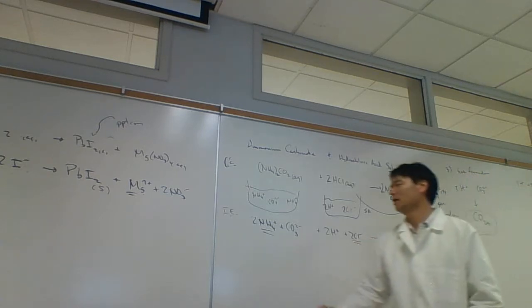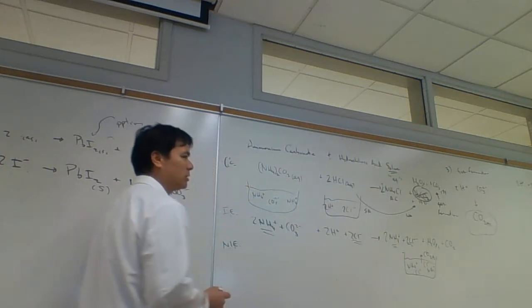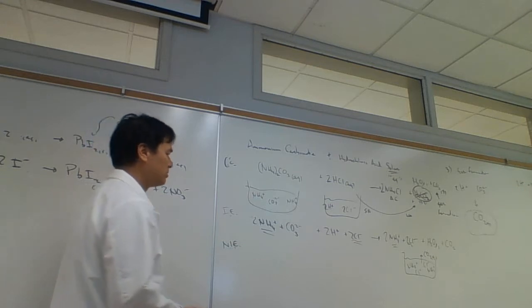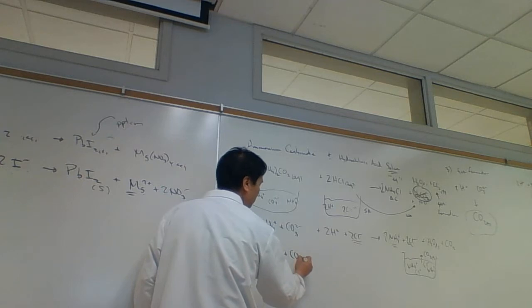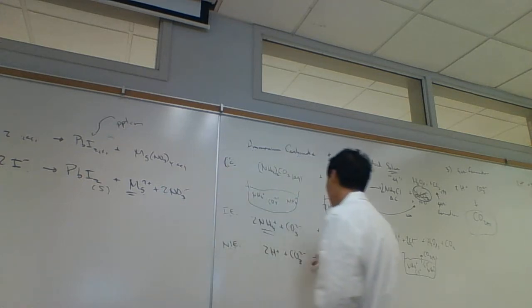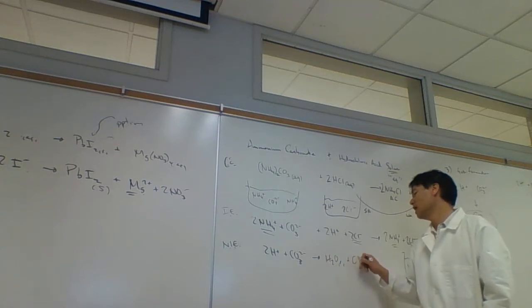And so in the net ionic equation, the NIE we call it, net ionic equation, which just means what was the favorable ion combination? The favorable ion combination is two H pluses and a carbonate. The H plus and carbonate like each other, and they're going to form H2O liquid plus CO2 gas.